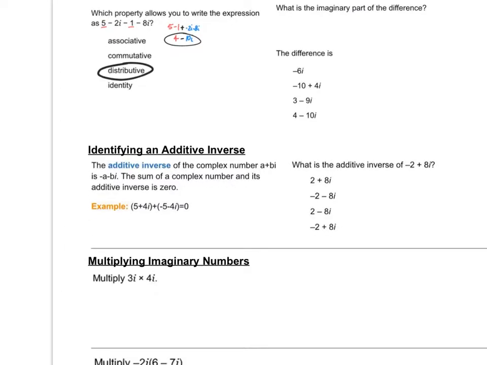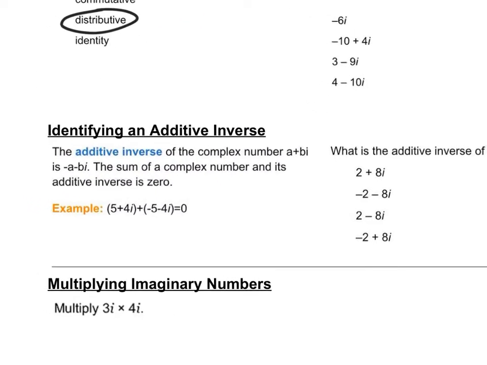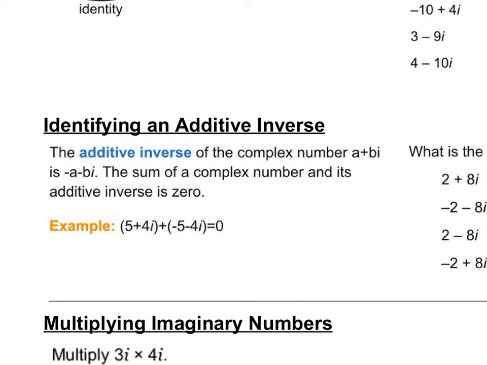All right, now let's talk about finding the additive inverse. The additive inverse of a complex number, if you have a plus bi, the additive inverse that would bring it back to 0 would be negative a and negative bi, okay? And if you add them together, it'll give you 0.